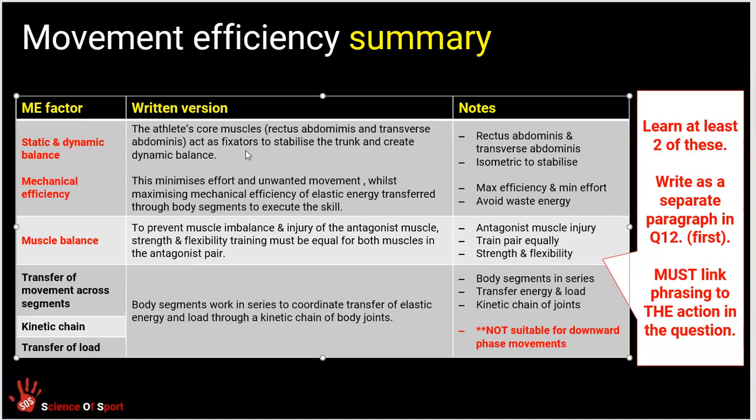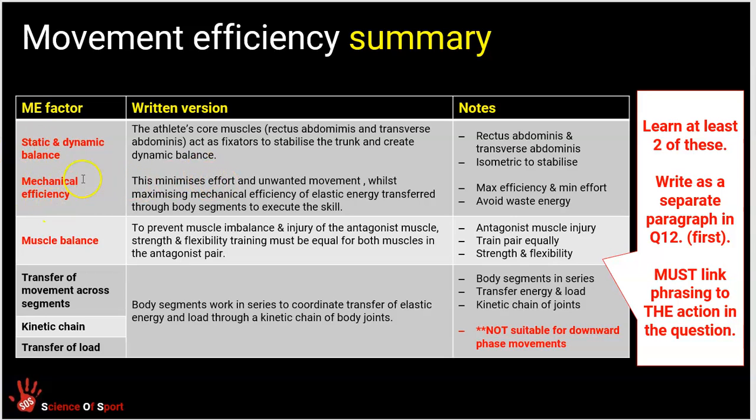Those stabilize joints. So you're stabilizing your trunk, to stabilize the trunk and create dynamic balance. So when you're performing your skill, you need your torso, your trunk, to be stabilized so that your limbs can do all the movements they need to do without you being really wobbly and losing energy. That's the gist of it. On here you can see I've put some notes: know the names of the core muscles, and isometric contraction is to stabilize. So there's a really abbreviated version of how you might learn this dynamic balance sentence.